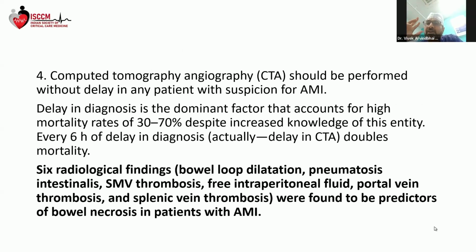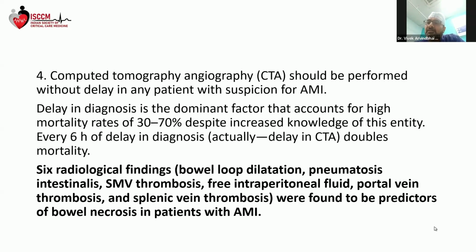Six radiological findings, again summarized in the recommendation: bowel loop dilatation, pneumatosis intestinalis, SMV thrombosis, free intraperitoneal fluid, portal vein thrombosis, and splenic vein thrombosis. So six radiological findings are supposed to be considered, and it has been mentioned earlier as well in the form of CT images.